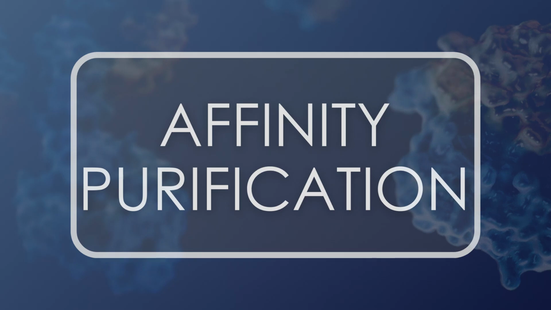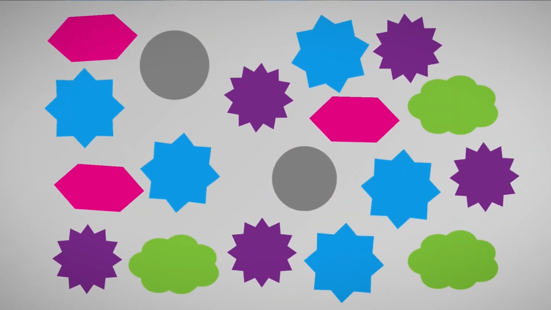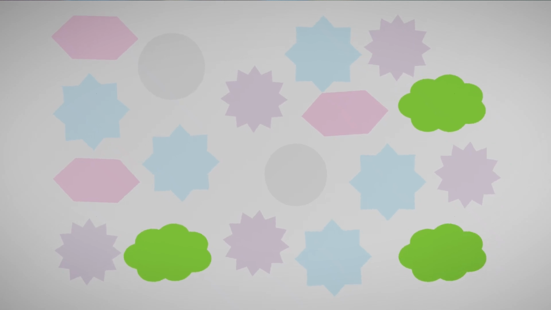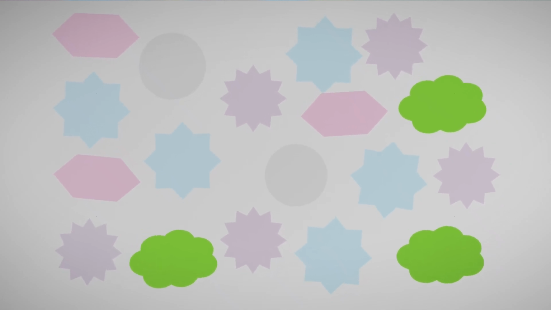So to get started, let's just go over affinity chromatography, otherwise known as affinity purification. Affinity purification is one of the most commonly used strategies in the lab, and often other subsequent purification approaches are used after affinity purification. Let's just imagine you have a mix of proteins and molecules, and you're trying to separate out a specific type of protein from all the other proteins and molecules.